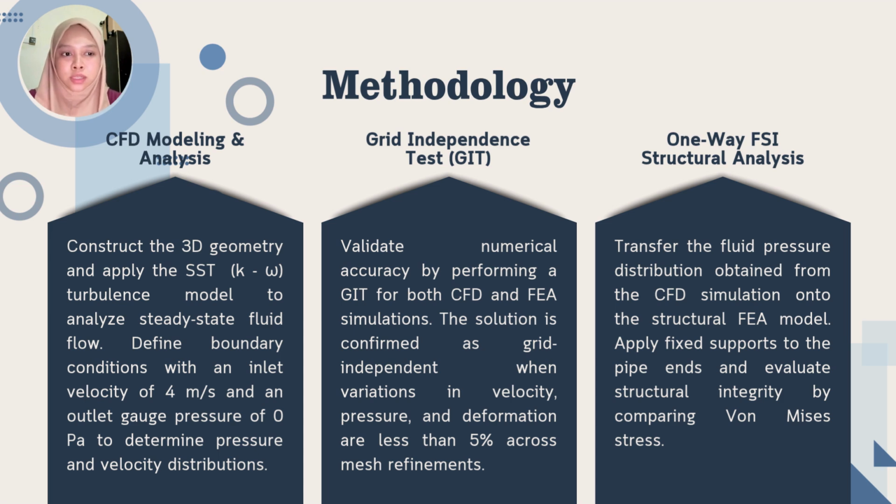It validates numerical accuracy by performing a GIT for both CFD and FEA simulations. The solution is confirmed as grid independent when variations in velocity, pressure and deformation are less than 5% across mesh refinements. The last one is one-way FSI structural analysis. We transfer the fluid pressure distribution obtained from the CFD simulation onto the structural FEA model. Then we apply fixed support to the pipe ends and evaluate structural integrity by comparing von Mises stress.